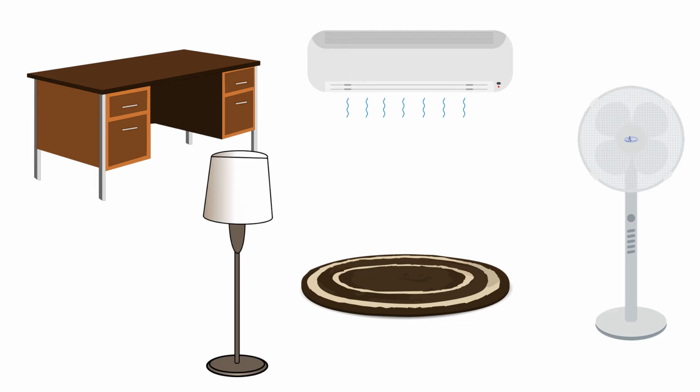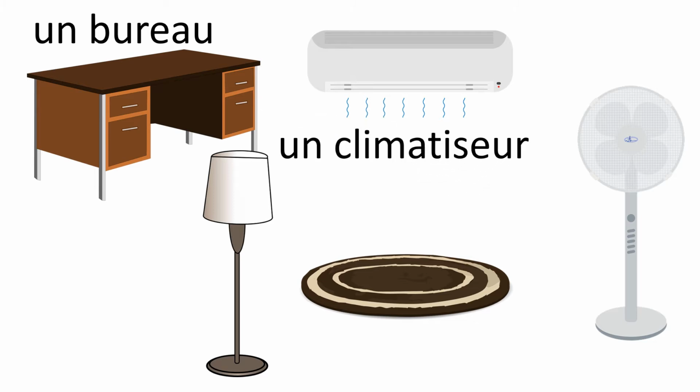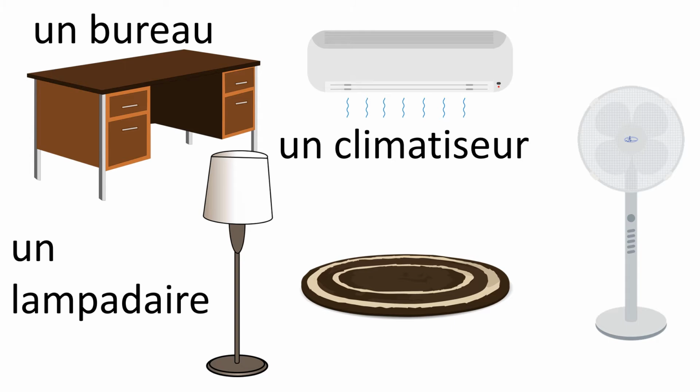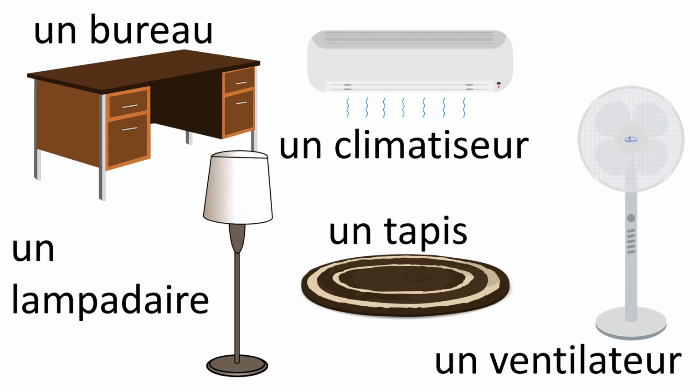What about those things here? Un bureau. And then if you are in the Caribbean, for example, it will be un climatiseur. Un climatiseur, which is an air conditioner. Un lampadaire. So be careful, the lampadaire is the one which is on the floor, not the one on the table. Un lampadaire. And then un ventilateur, a fan. And un tapis, a rug.